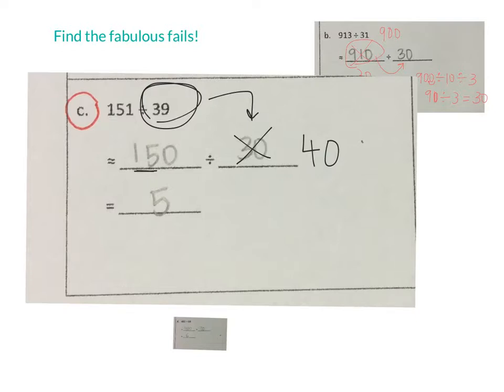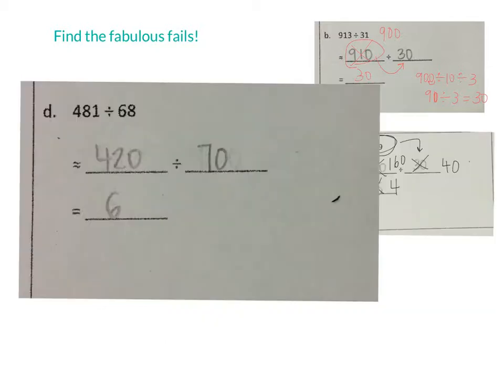Ingrid? 16. So what number should we round the whole to? 160. In this case, 160 divided by 40 would be? 4.